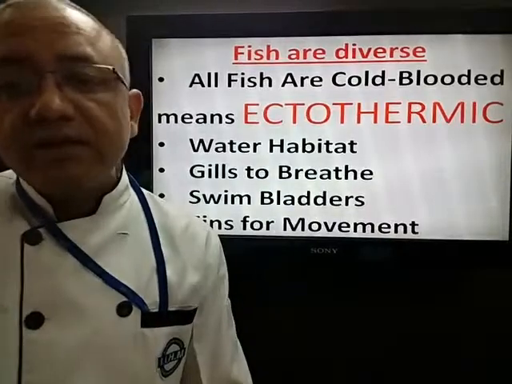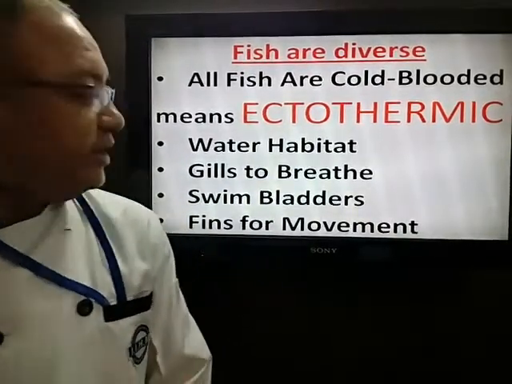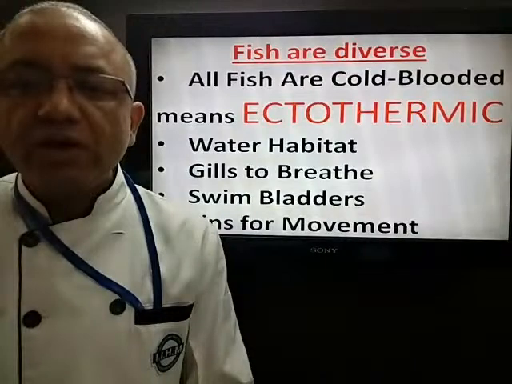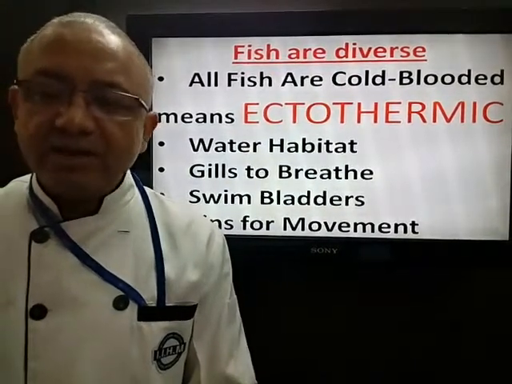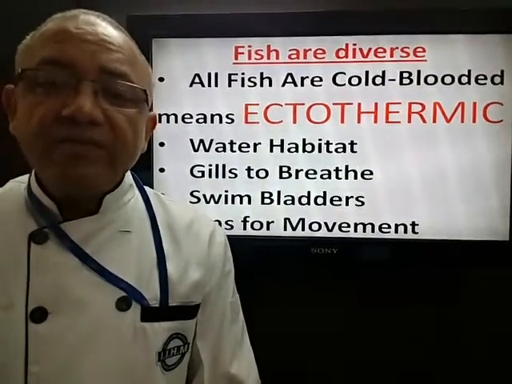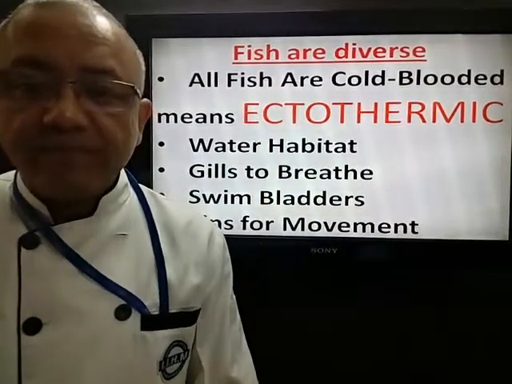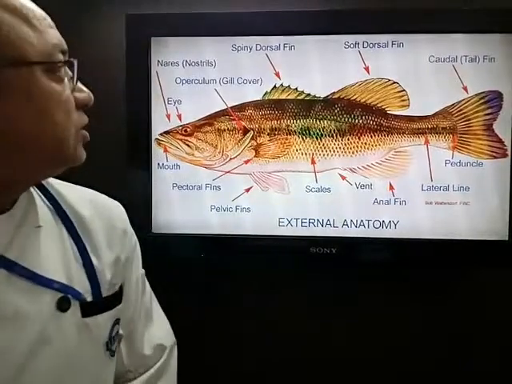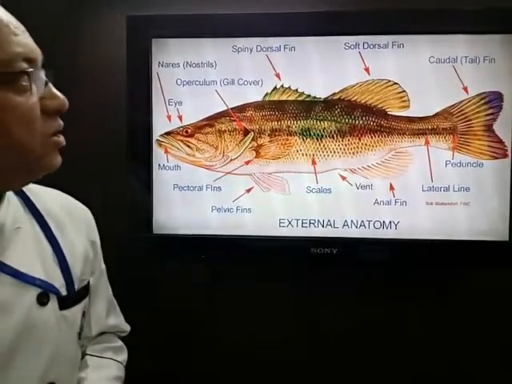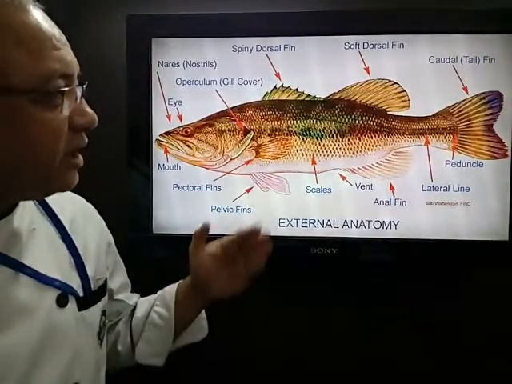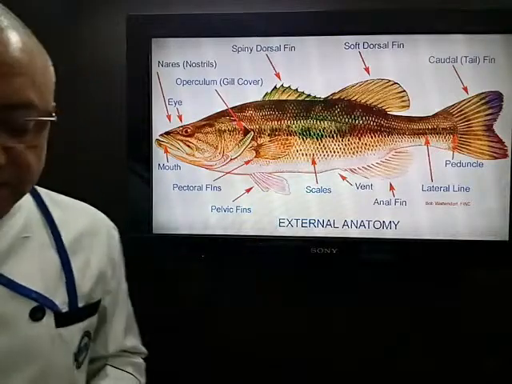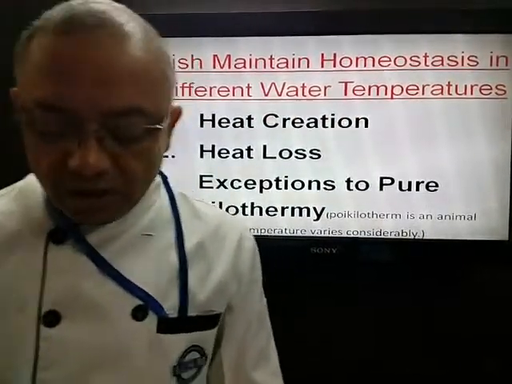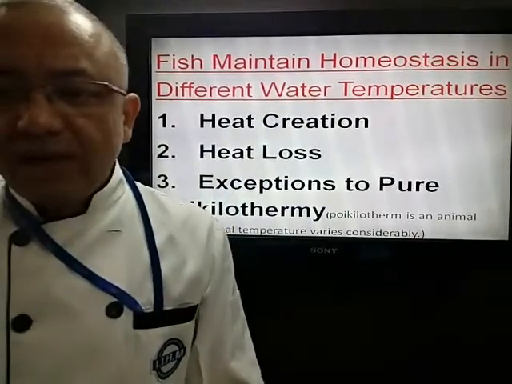And then another trait, one of the last traits, is the fins, which the fish use for movement. So fins are an almost universal characteristic of the fish, and many types of fins exist. If you have seen the picture at the end, and I'll show you, there are spiny dorsal fins and soft dorsal fins. They are at specific places in the fish, and all of these fins are used for different kinds of purposes.